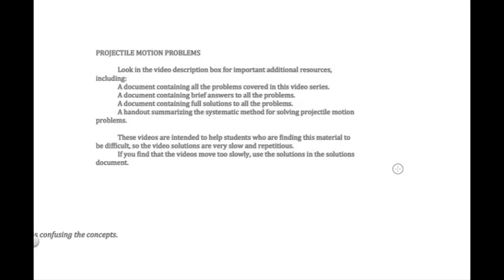Okay, well that was another long and slow and repetitious video because I want it to be as helpful as possible if you're finding the material to be difficult. As you go on to the next video, remember that if you're finding the videos to be too slow, you can always use the solutions document as a supplement or replacement to these videos. And of course, you can always just skip to the particular parts of the videos that are of interest or of help to you.